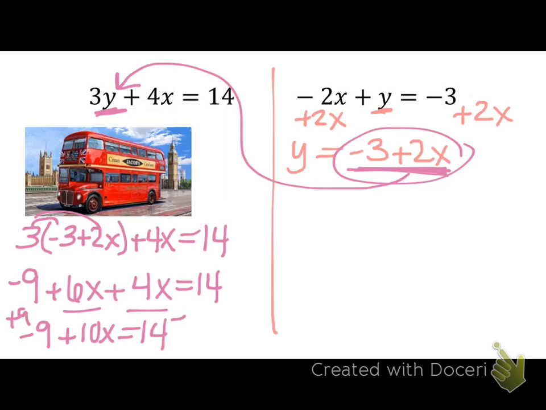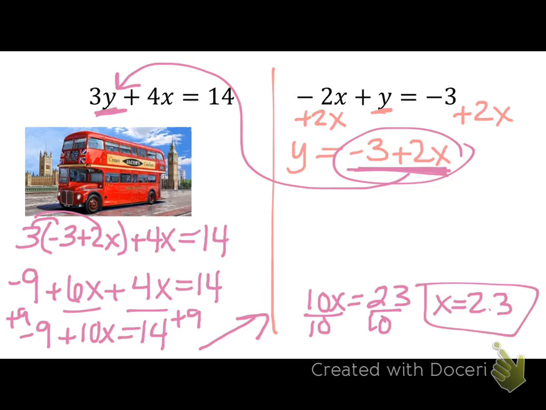Let's add 9 to both sides. 14 plus 9 is 23. Divide by 10. Our x should equal 2.3. Okay, well now we have to find our y, because the answer has to be a point. So let's go ahead and plug it in for this equation because y is by itself, so it's easy to solve.